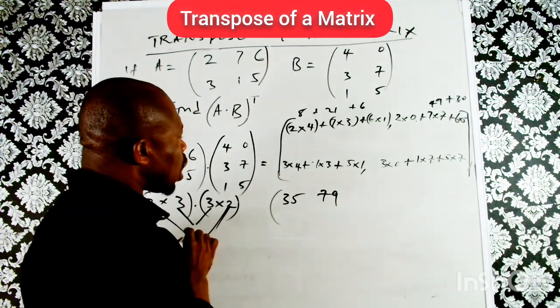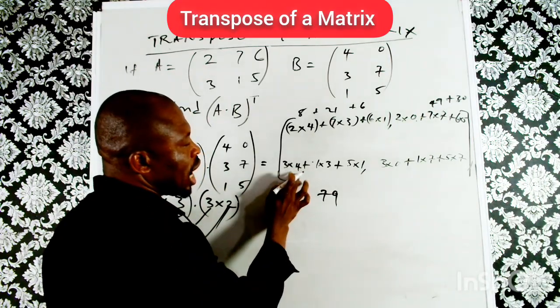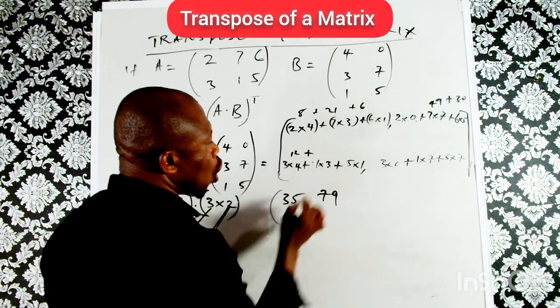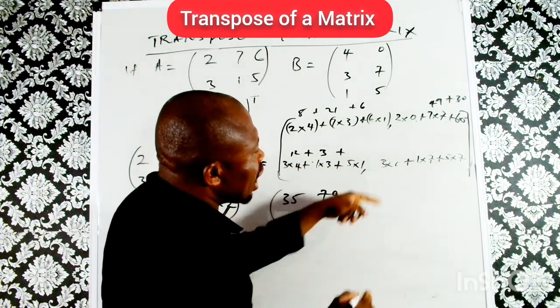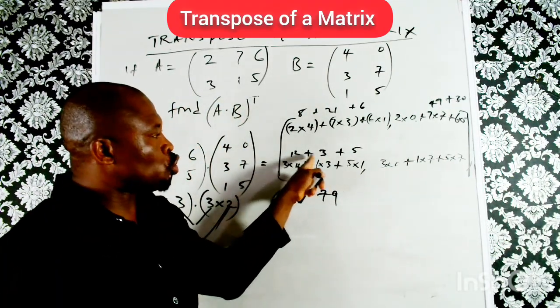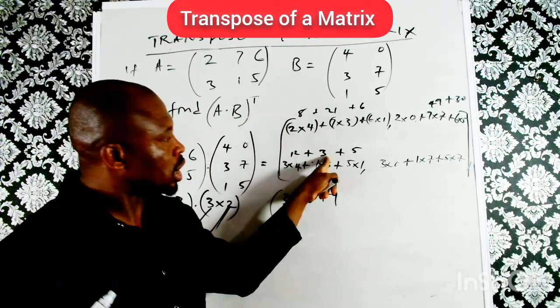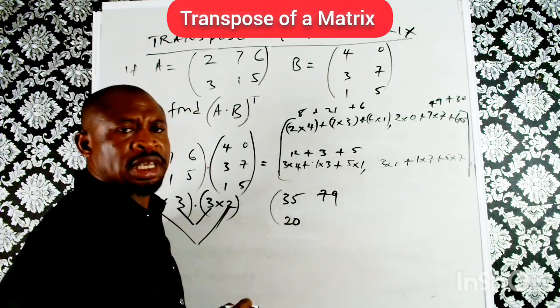We come to this one to have 3 times 4. 3 times 4 is 12, plus 1 times 3, 3, plus 5 times 1, 5. So 12 plus 3 will give us 15. 15 plus 5 will give us 20. We just write 20 here.